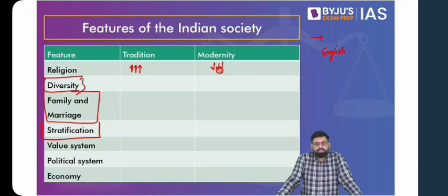What has happened to diversity with the forces of modernization? Are we more diverse now? Or has this force of modernization been homogenizing? What do you think? A few of you are saying that diversity has increased. A few of you are saying no, it has gone down. Can you come up with the reasons? Why do you think that diversity has gone down? Or why do you think that diversity is increasing with modernization?